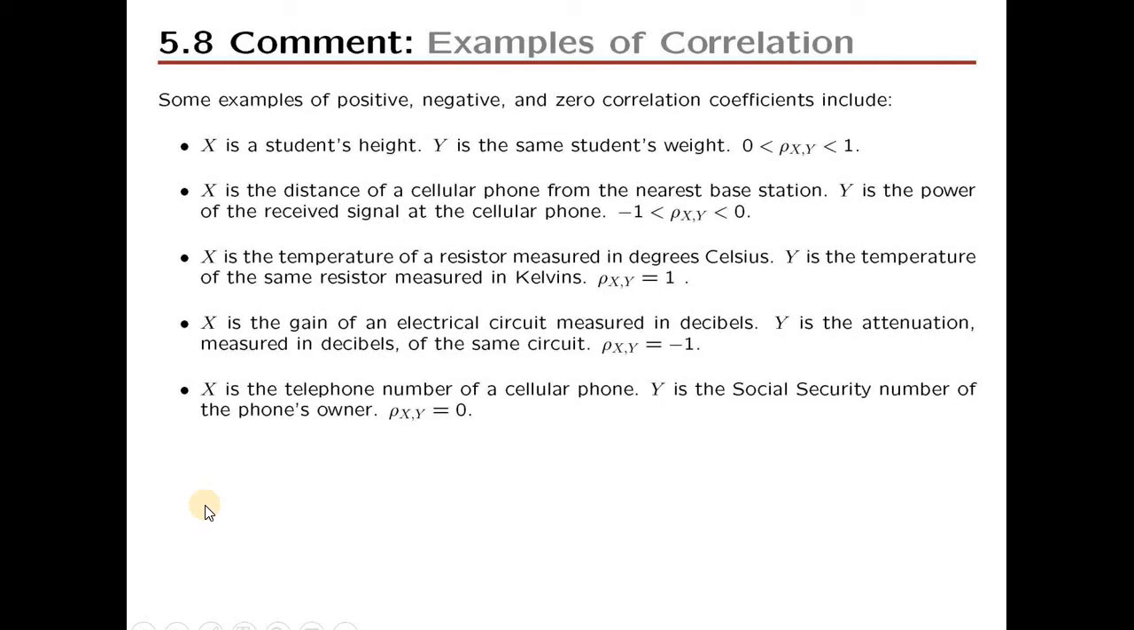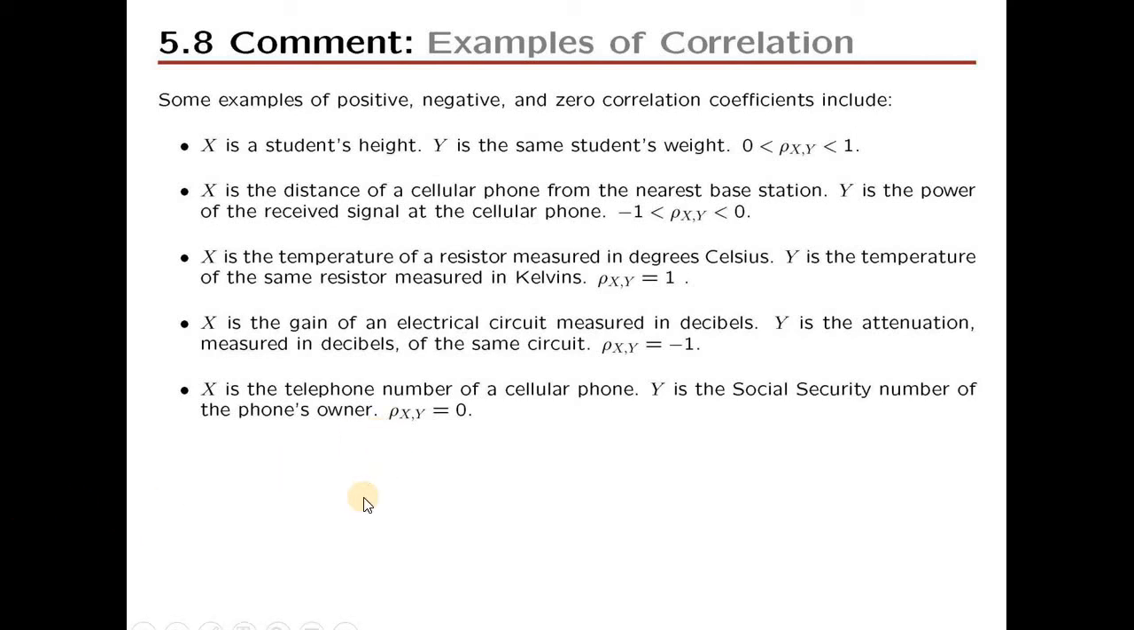Last example, and this is very important: if x is the telephone number of a cellular phone and y is the social security number of the phone's owner, there is no relation between them. In other words, if you have a national ID card number and a cellular phone number, you can't extract any information that relates one to the other. So the correlation coefficient is 0.